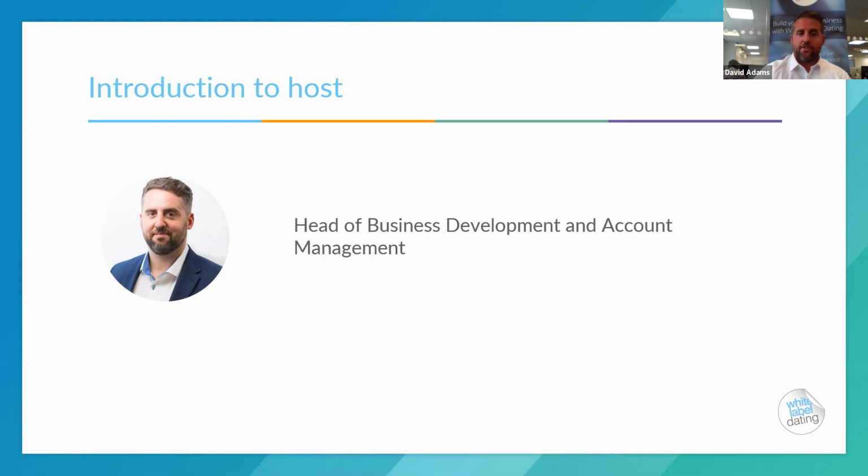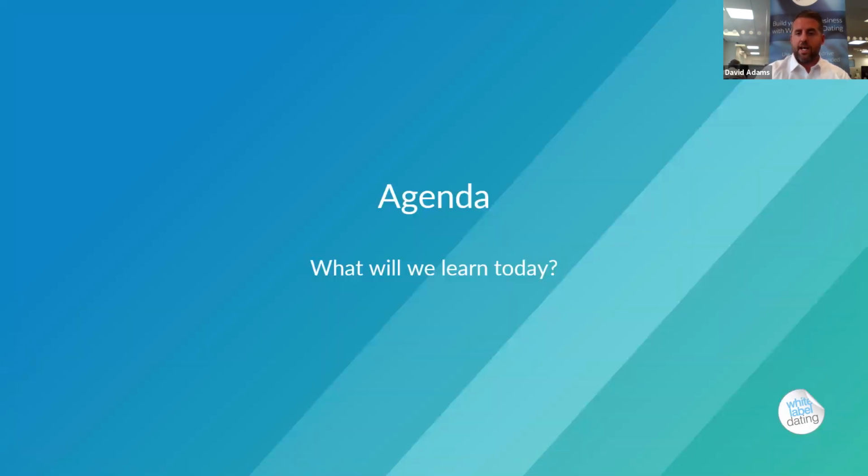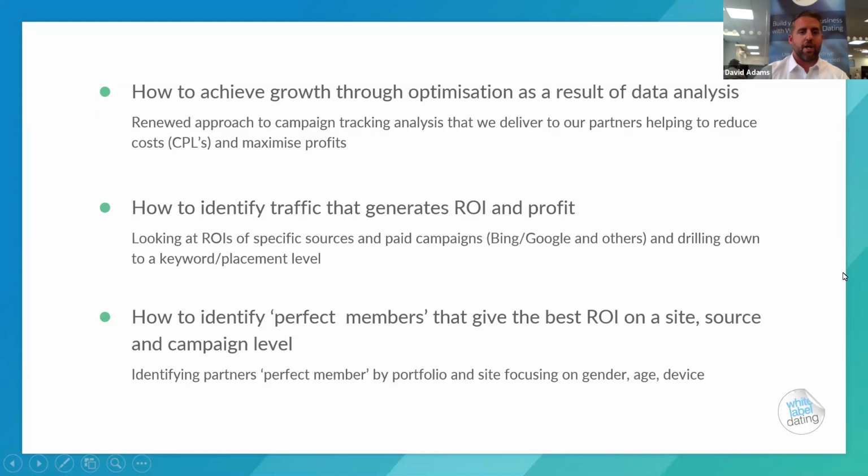Let's get to it. Looking at the agenda, what will we learn today? We're going to look at how to achieve growth through optimization as a result of data analysis, and how to identify traffic that generates ROI and profit. So looking at the ROIs of specific sources via paid campaigns, whether that be through Bing, Google, or indeed any other traffic sources that you want to optimize, and drill down to a keyword and a placement level to really get to the nitty-gritty of the campaign elements that are working for you.